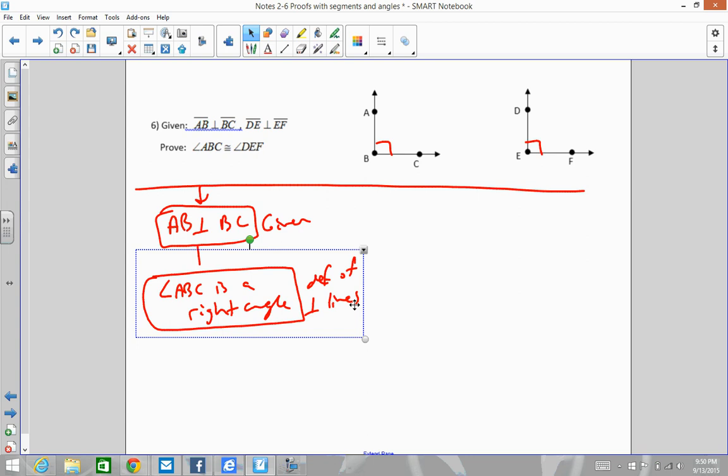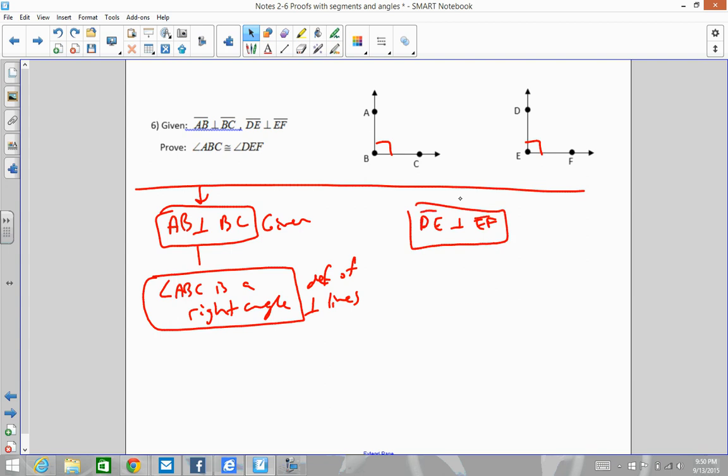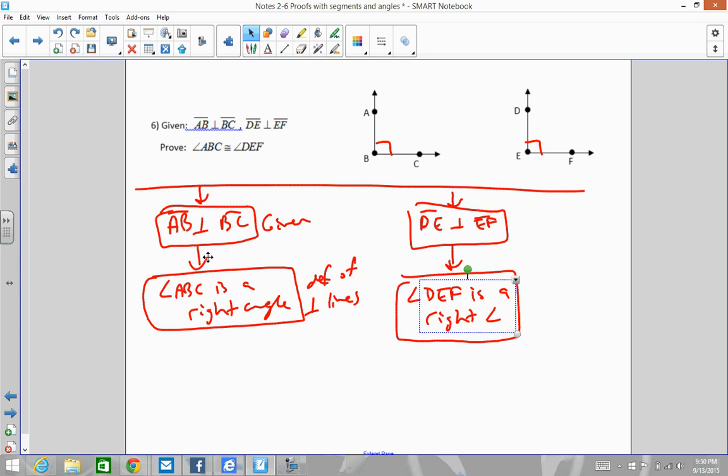All right. Well, that's as far as I can go there. That doesn't lead me to anything else. I have to stop there. So then I go and use another given. DE is perpendicular to EF. And that leads me to angle DEF is a right angle. Okay, and so I stop here.